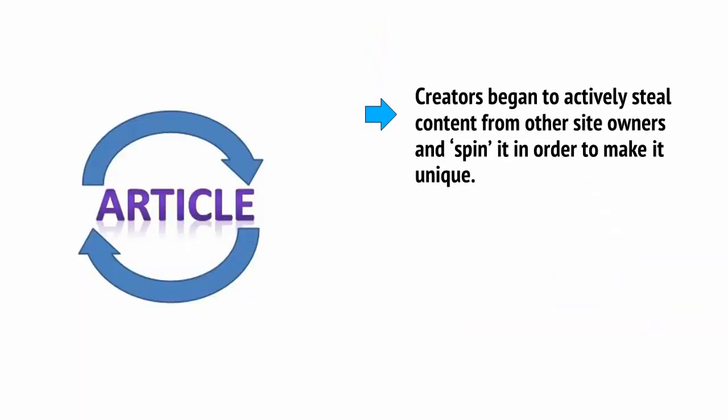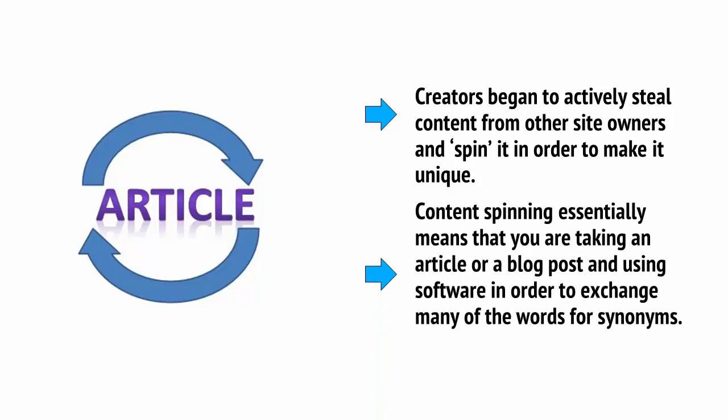Creators began to actively steal content from other site owners and spin it in order to make it unique. Now, Google won't rank duplicate content, otherwise it would risk making every search result identical. So content spinning, as it came to be called, essentially means that you're taking an article or a blog post and using software in order to exchange many of the words for synonyms.